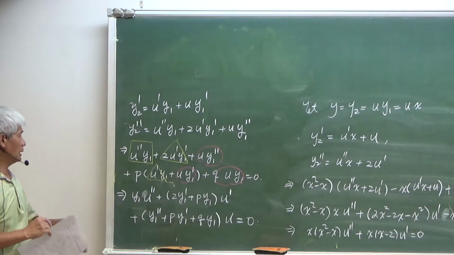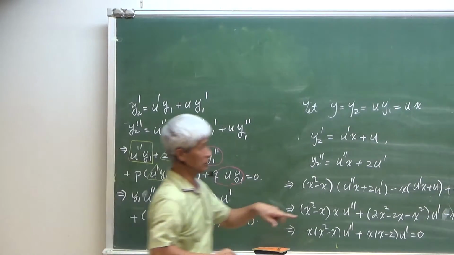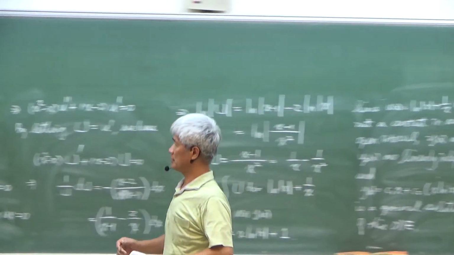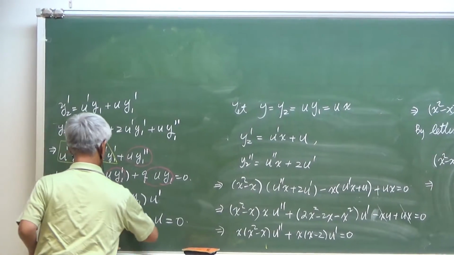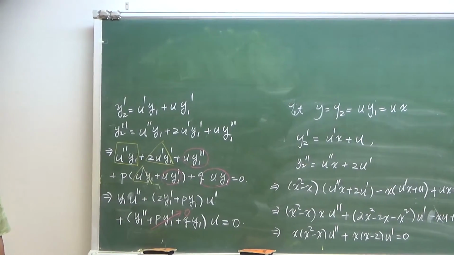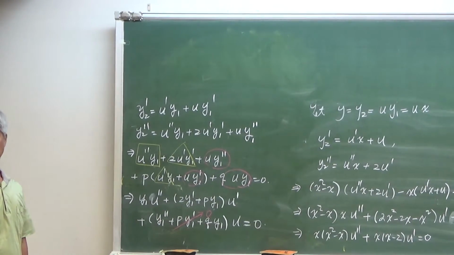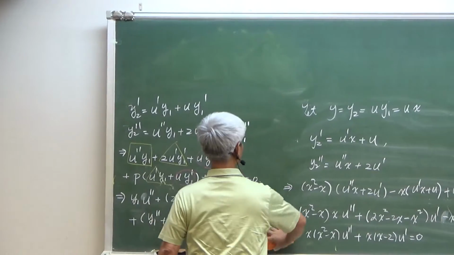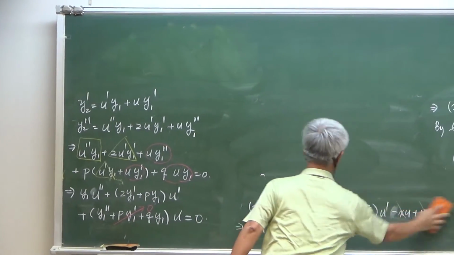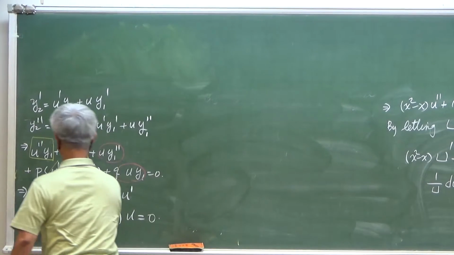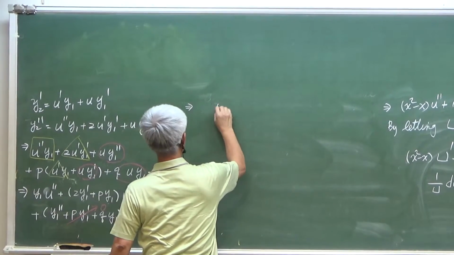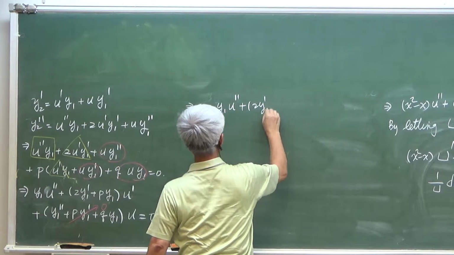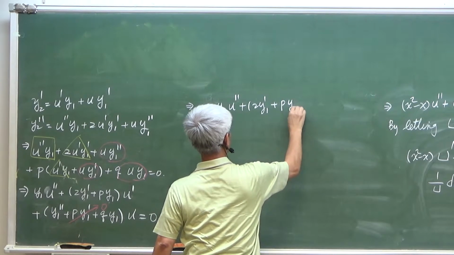Okay? Now, we know y1 is a solution of this ODE. So this term goes to 0. Cancel. You can say magically, right? That is the truth. And so now you have y1 u double prime plus (2 y1 prime plus p y1) u prime equals 0.